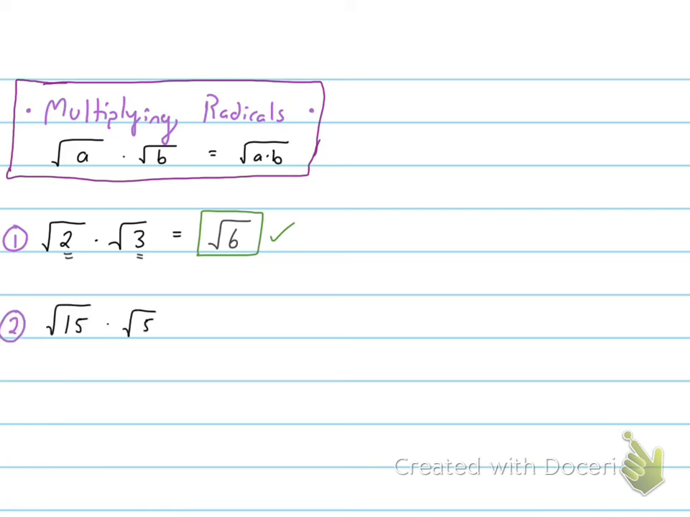In number 2, let's do the square root of 15 times the square root of 5. 15 times 5 is 75. This one would simplify because I could pull out 25, since that's a perfect square. So my simplified answer would be 5 square root of 3.